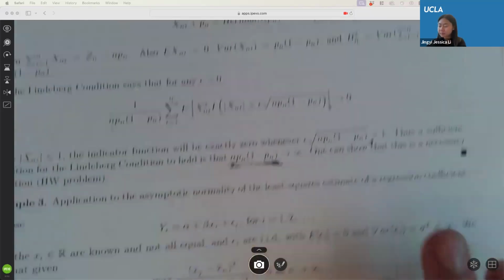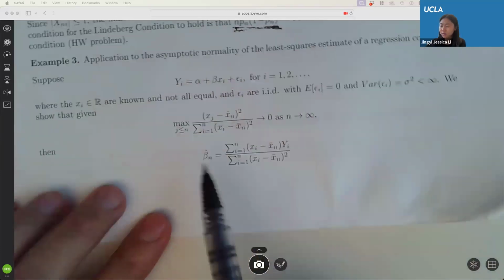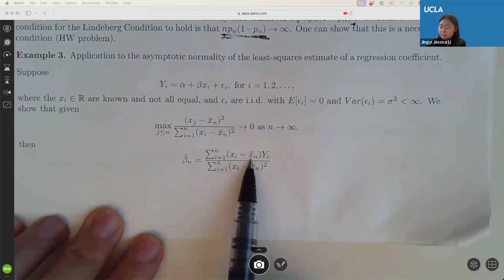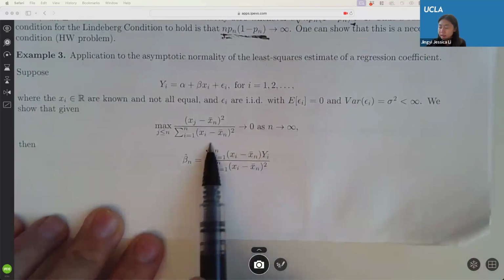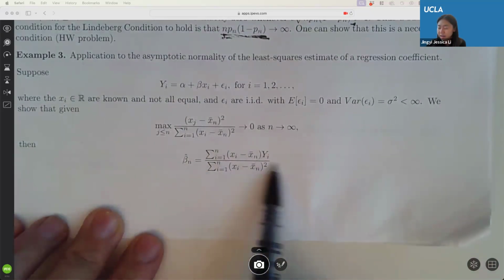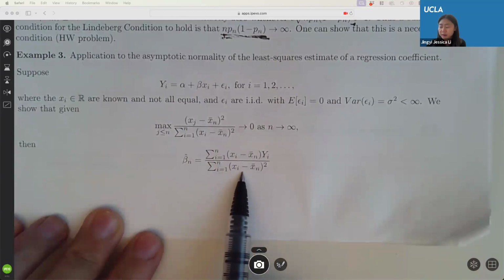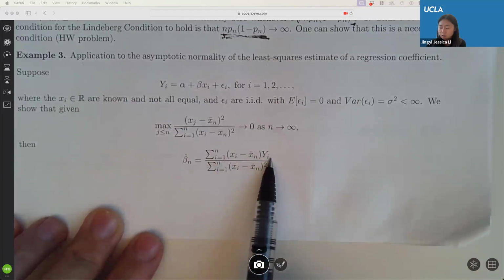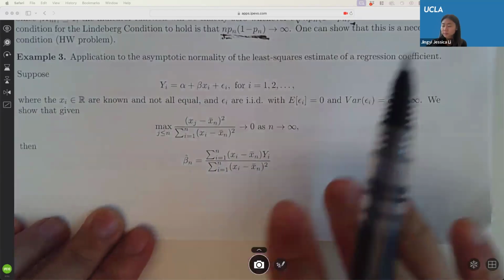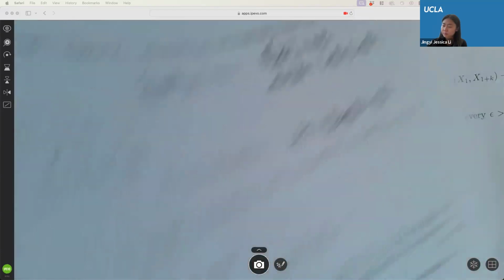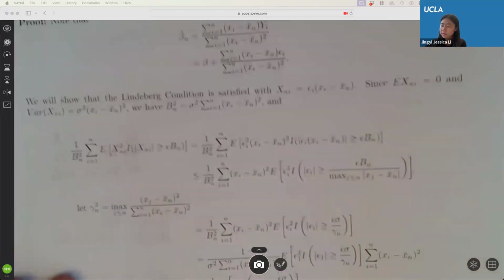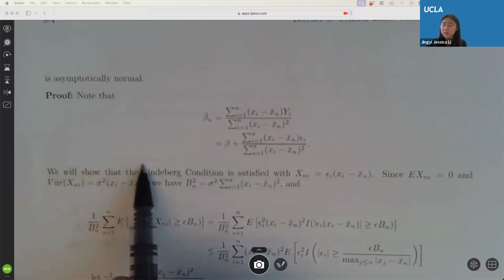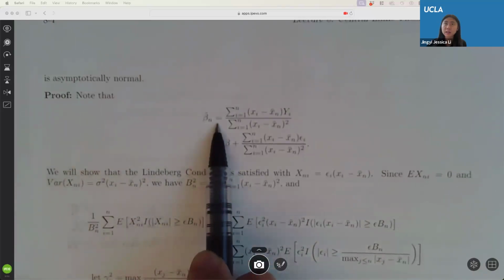Essentially, we have yi times (xi minus x bar), summed, divided by the sum of (xi minus x bar) squared. So it's a sum over a sum, but yi is involved in the numerator. How do we prove it is asymptotically normal? Note that this is our beta n hat.